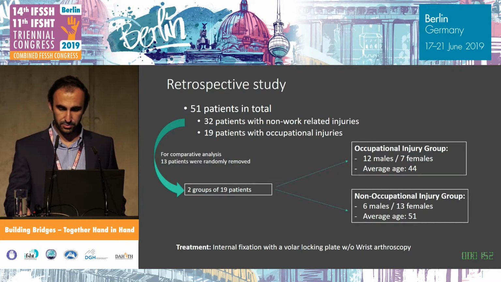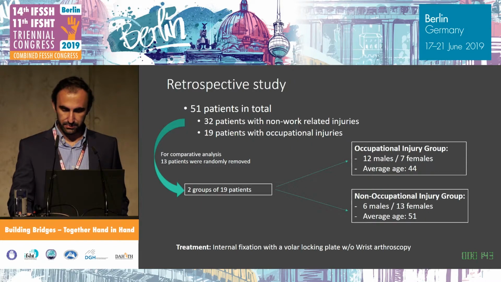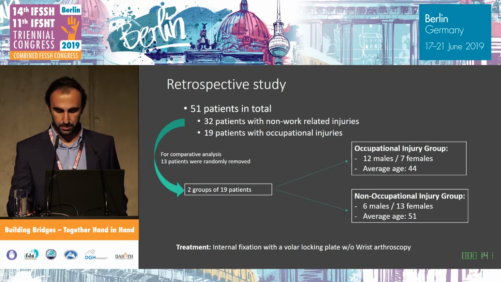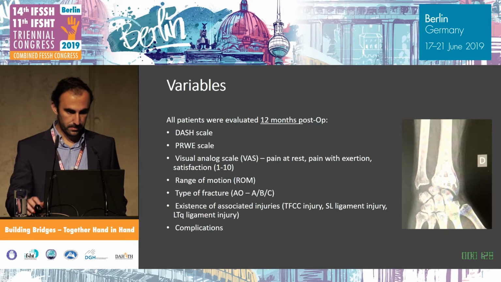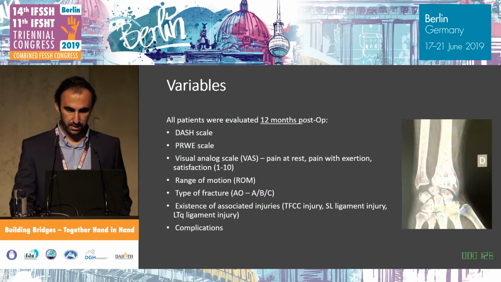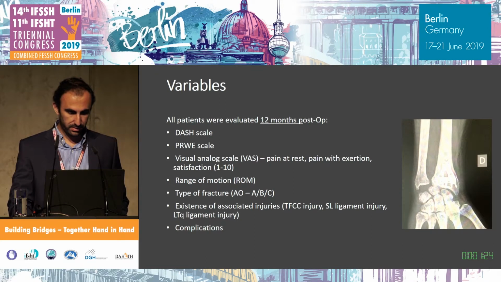The occupational injury group had an average age of 44 years old and a male predominance, and the non-occupational injury group had an average age of 51 years old and a female predominance. All patients were treated with internal fixation with a volar locking plate, with or without wrist arthroscopy, depending on the type of the distal radius fracture being extra or intra-articular. So all patients were evaluated 12 months post-operatively.